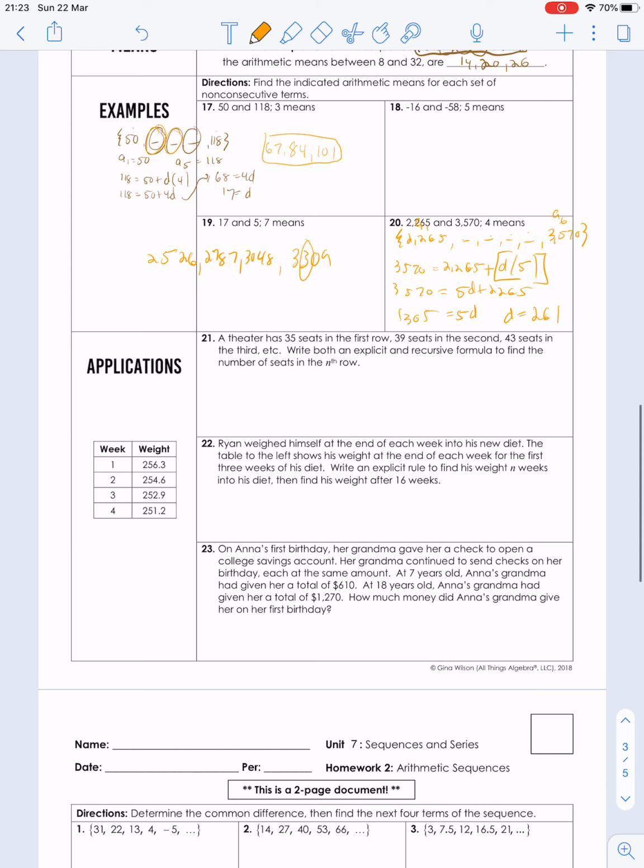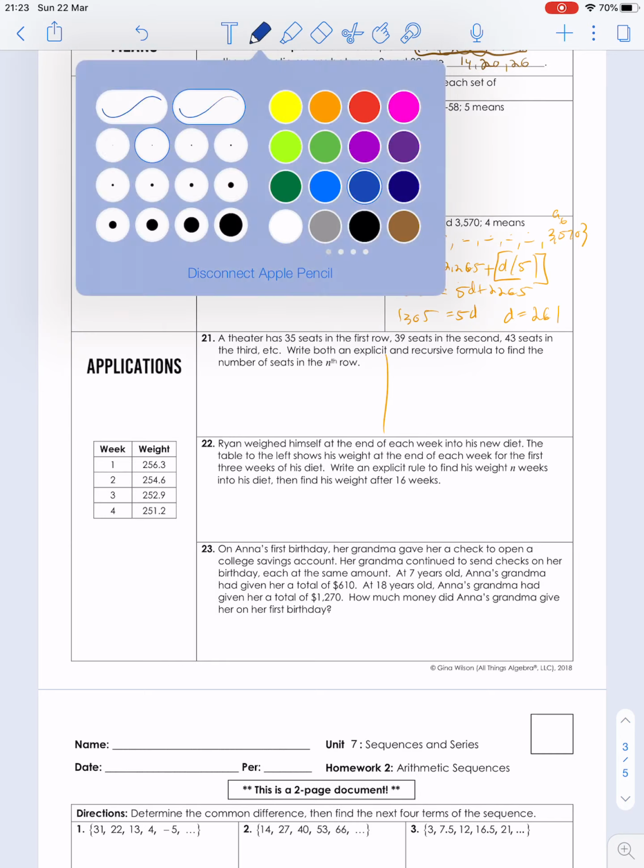Here's some application problems. These are good. A theater has 35 seats in the first row, 39 seats in the second row, 43 seats in the third row, etc. Write both an explicit and recursive rule. All right, so left would be explicit, right would be recursive. Let's change to blue. So 35, then 39, then 43. That means our D is 4 and our A1 is 35.